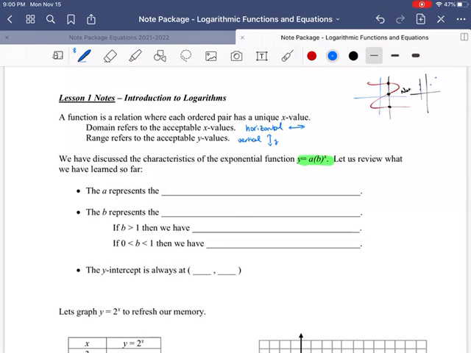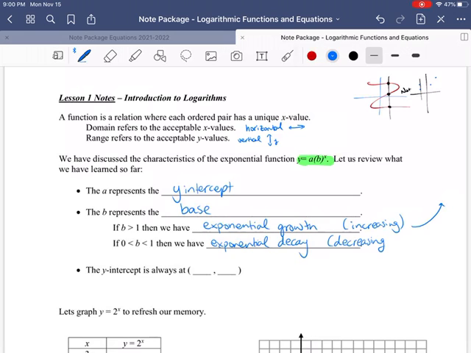So the a represents the y-intercept. The b represents the base. If b is greater than 1, we have exponential growth. That means it's increasing. It's going to look like that. And if b is between 0 and 1, then we have exponential decay. And that's going to be decreasing. And it's going to look something like that.